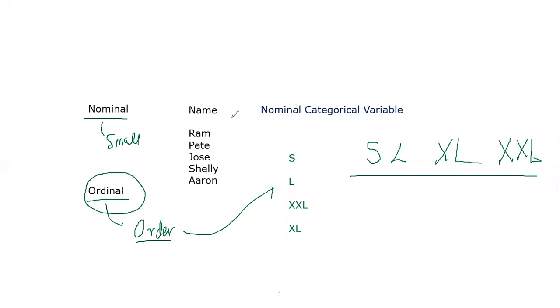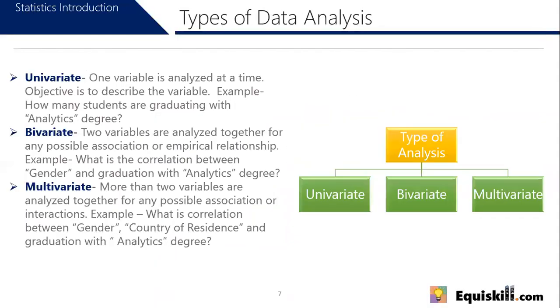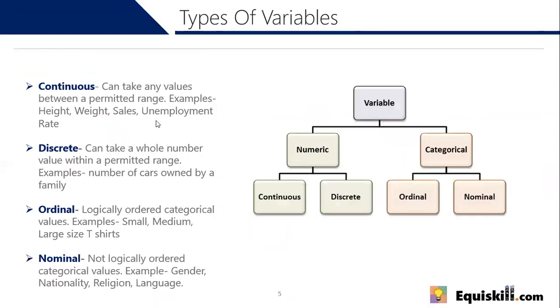And if you do not see any order, such as Ram, Pete, Jose, Shelley, Aaron, is any one of them greater than the other? You do not see any order, okay? Then it is a nominal categorical variable. So we've ended that part of the lesson. We just stop here for a second, right?